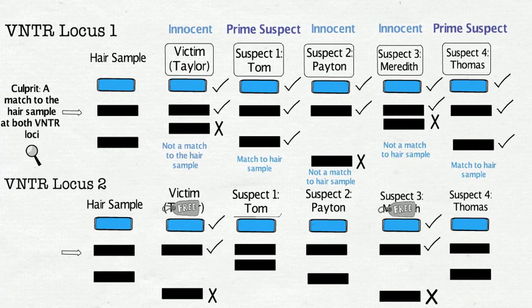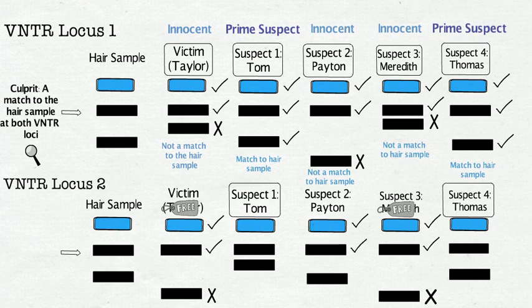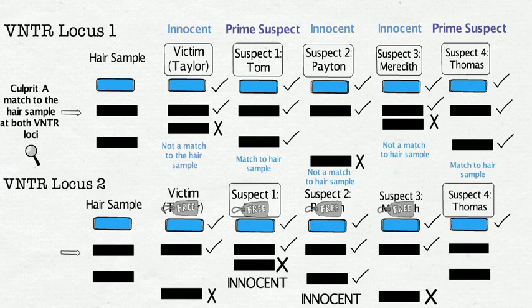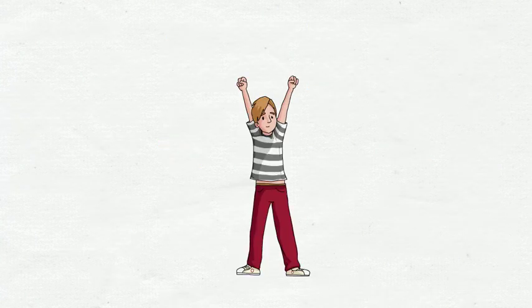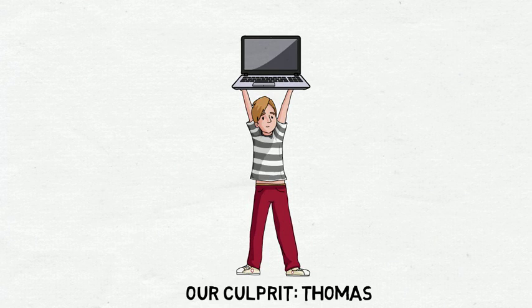Looking at VNTR locus 2, we can only rule out Tom. While Peyton is a match to the hair sample in the second locus, she was not a match in the first locus, therefore she cannot be the culprit. We can see that Tom's DNA fingerprint is not a match to the hair sample, so he is innocent. Thomas's DNA fingerprint is a match for the hair sample found at the scene. Since he is a perfect match to the hair sample at both loci, he is our culprit.